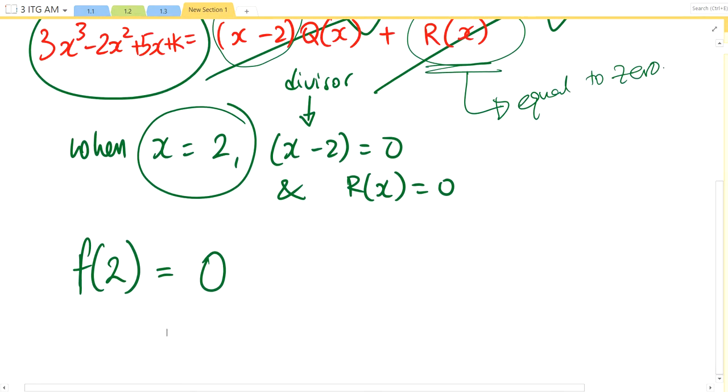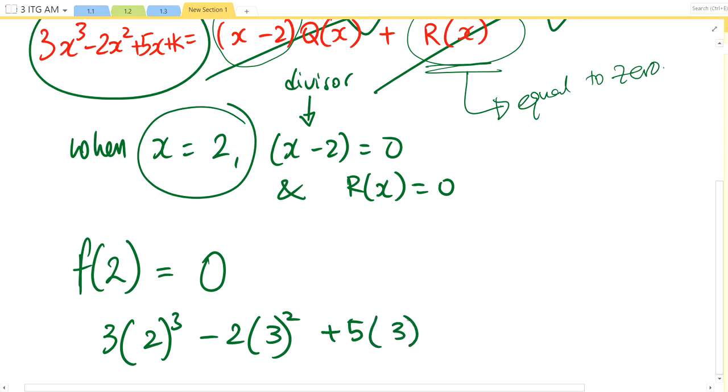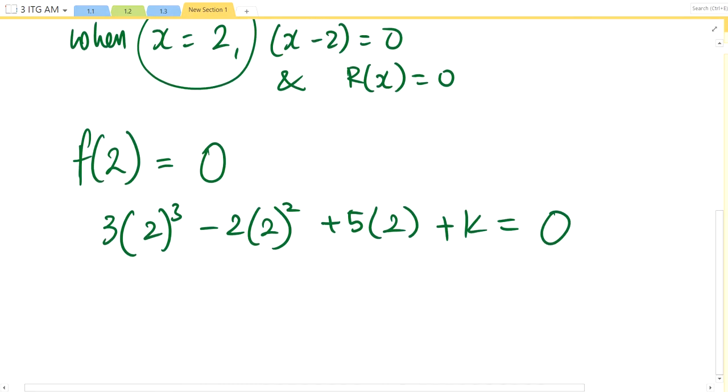So let us substitute now. 3 times 2 to the power of 3 minus 2 times 2 squared plus 5 times 2 plus k equals to 0. Can solve for k? Yeah, k equals to whatever it is. Negative 26.